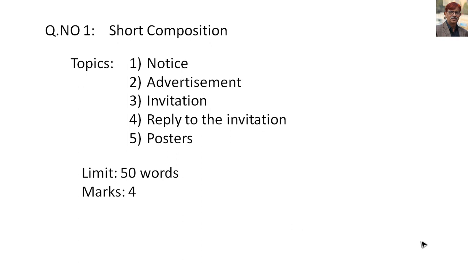The writing section starts with the short composition. According to the CBSE, there are 5 topics which we have to prepare. These topics are notice, advertisement, invitation, reply to the invitation, and posters. The limit given is 50 words, and the marks allotted in board examination are 4. Two out of these will be tested in board examinations, and you'll have to attempt one of them.